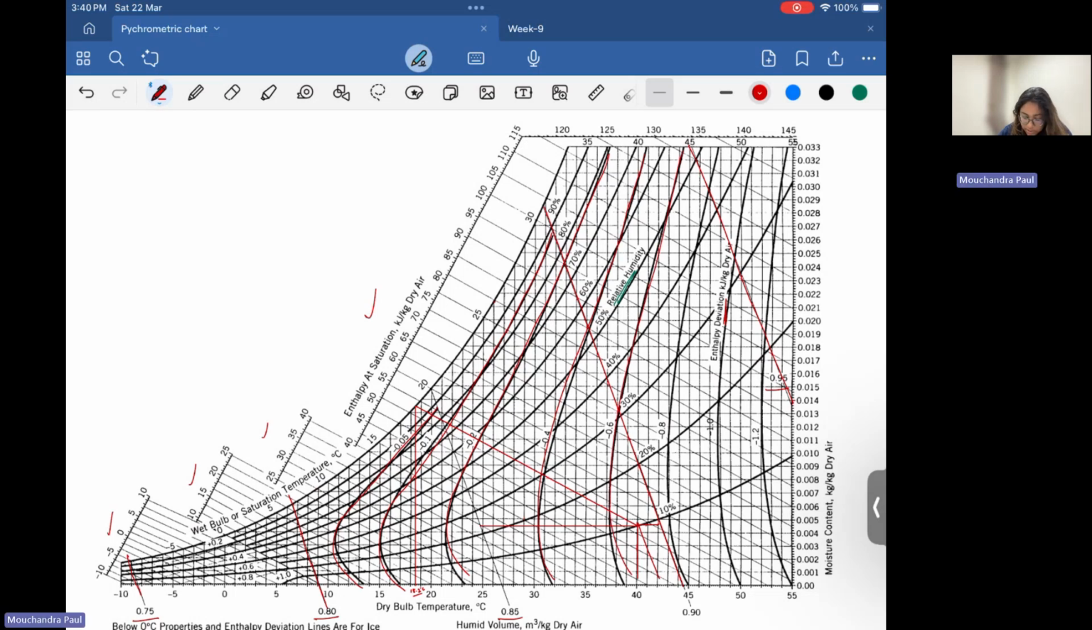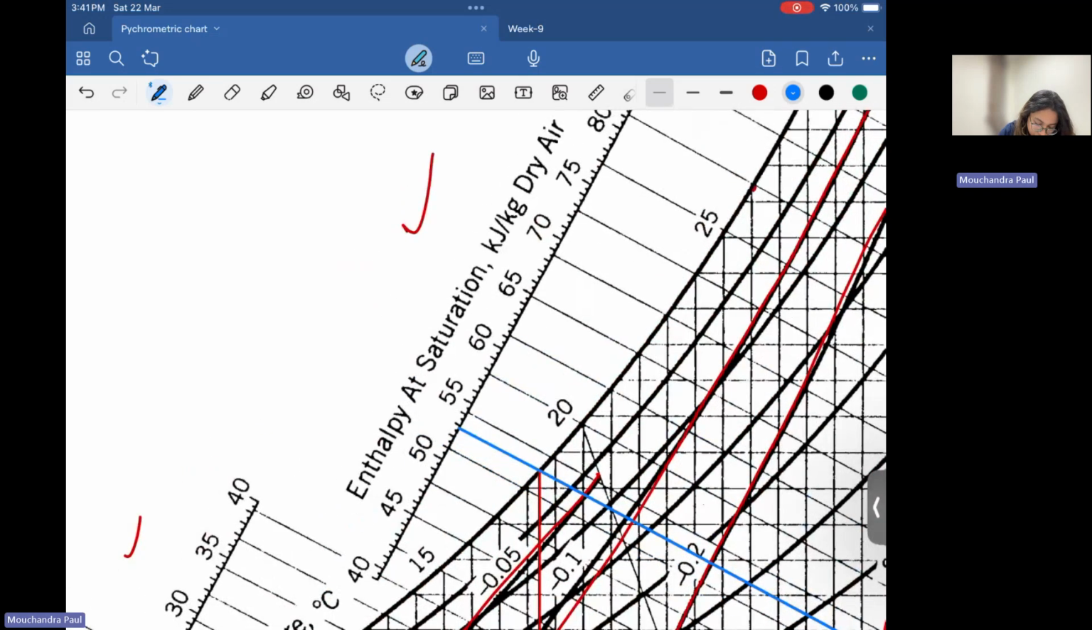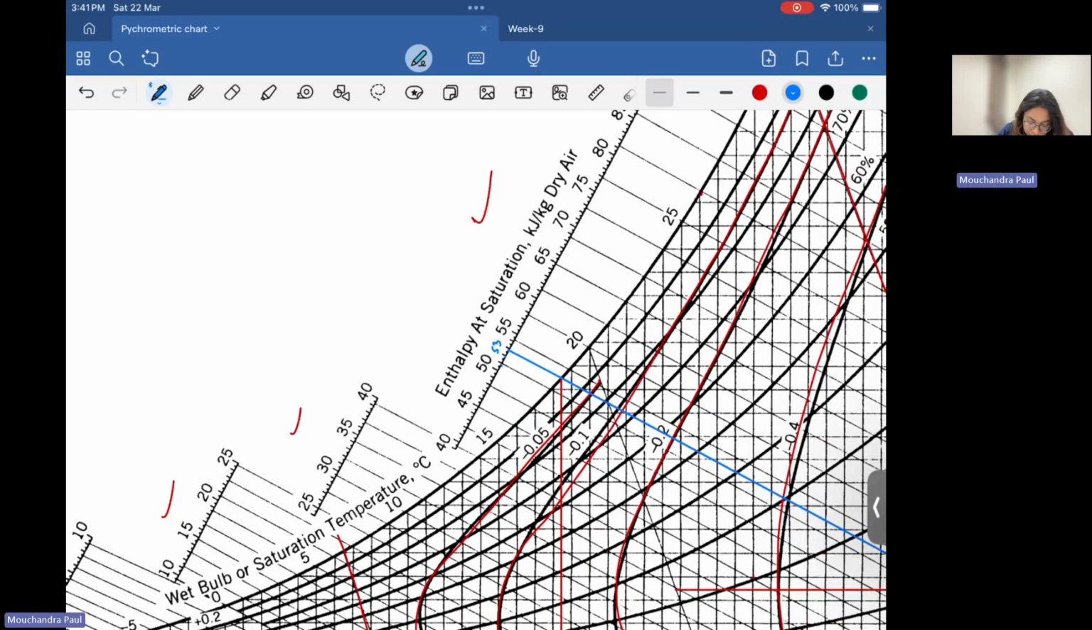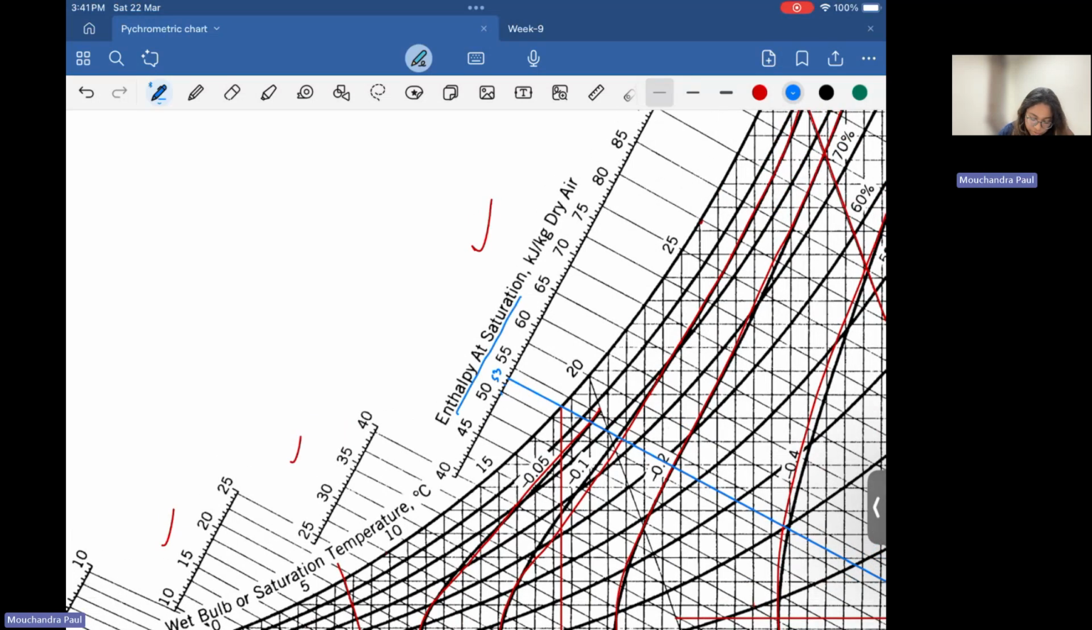Now, if someone asks you what is the enthalpy at saturation, let's say at 40 degrees Celsius and 10%, then if you see this line that we extended in diagonal fashion, and follow it much further towards the scale, you can easily say that enthalpy saturation is close to 53 kilojoule per kg.